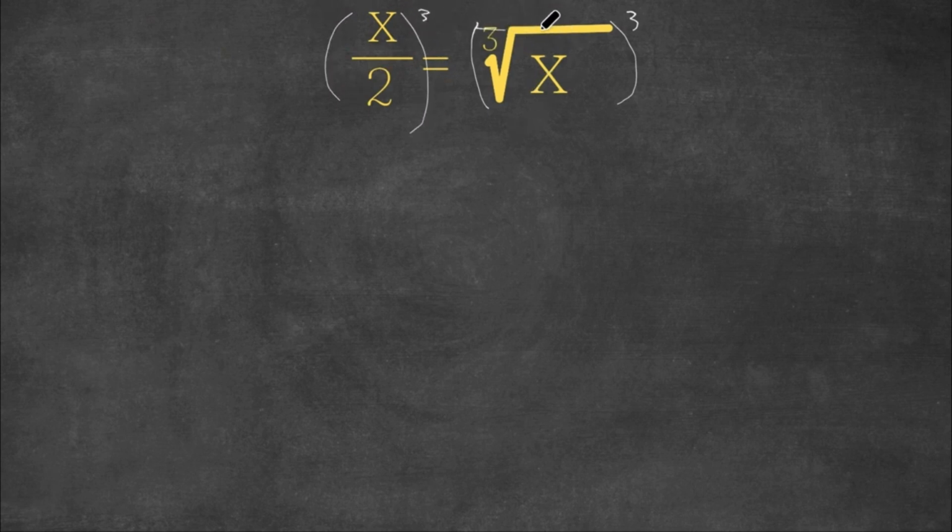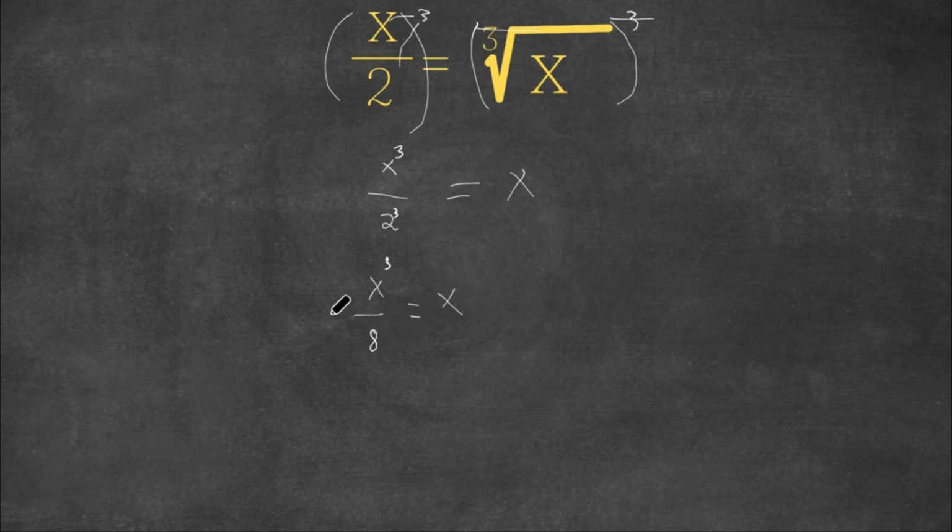Now, because these two would cancel out, this side would just be x, and this side would distribute to all the terms. So we would have x to the power of 3 over 2 to the power of 3. As we all know, 2 to the power of 3 is 8, so this would equal x cubed divided by 8 equals x.